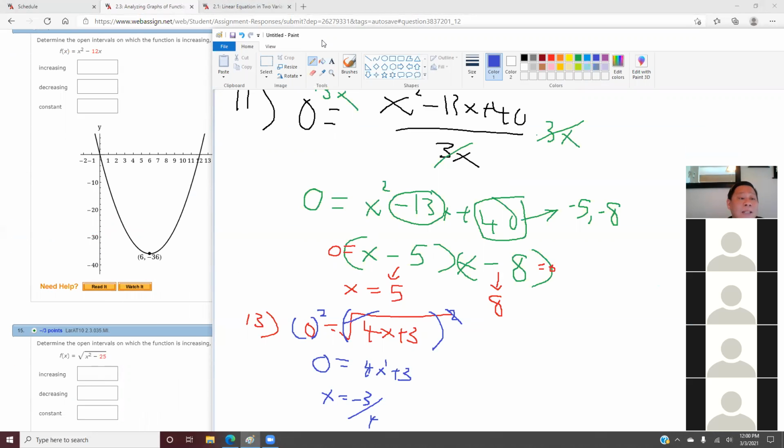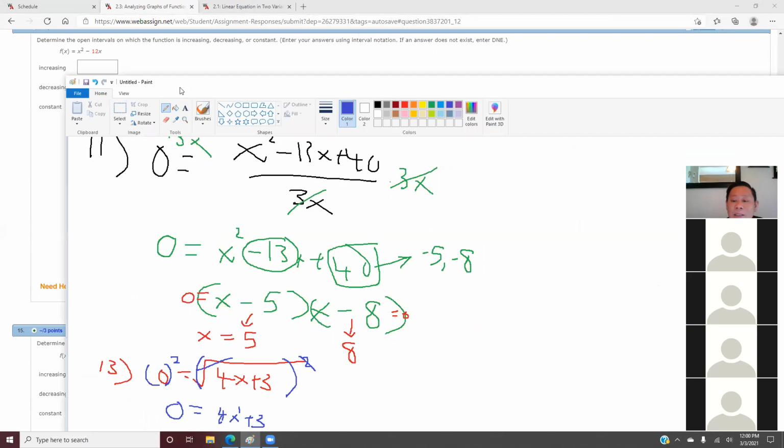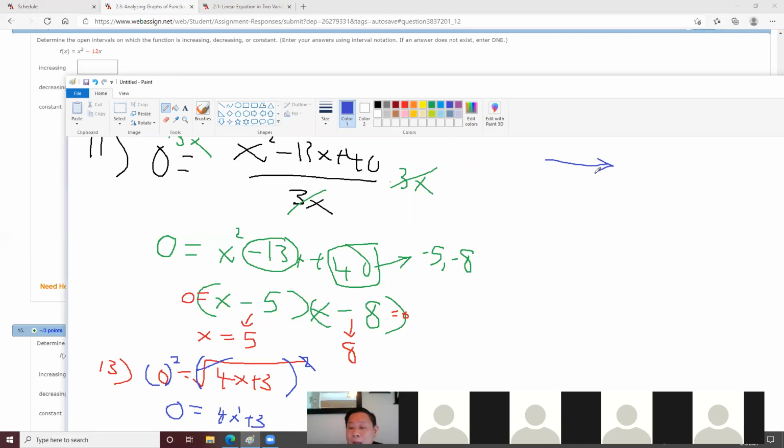Next we talk about increasing, decreasing, and constant. If you have a graph, you read the graph from left to right. So let's say I give you something like this. This is increasing because it goes up. This is decreasing, it goes down. And this is constant. In order for us to find which one is increasing, which one is decreasing, you look at your x values.